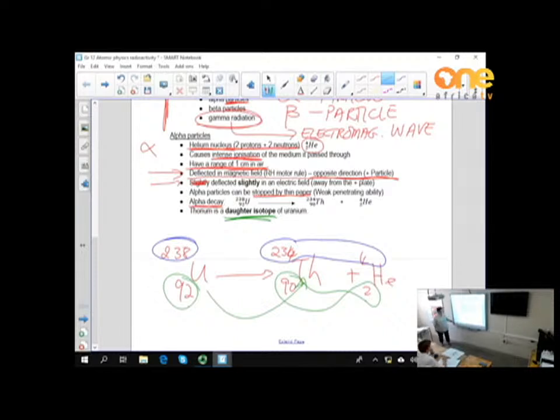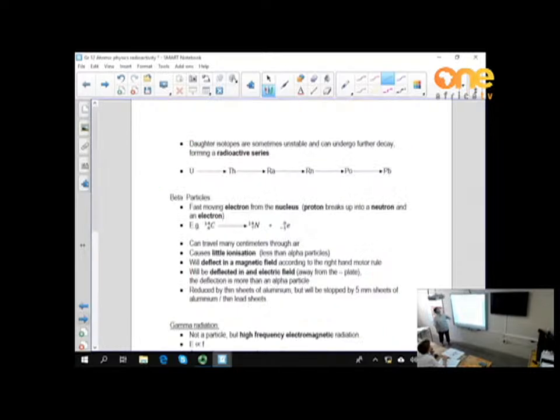Now, the next one is, oh, yeah, I've got the whole range. Uranium goes to thorium, and then thorium has a daughter isotope, radon, and is it radon? No, it's not radon, it is radium, and then radon, and then polonium, and then lead, and lead is stable. Lead won't break down any further.